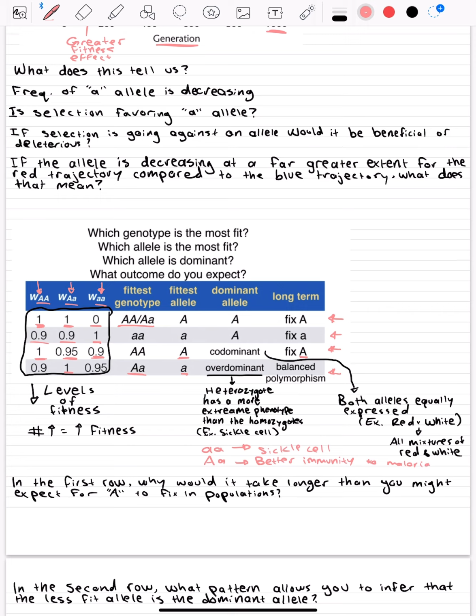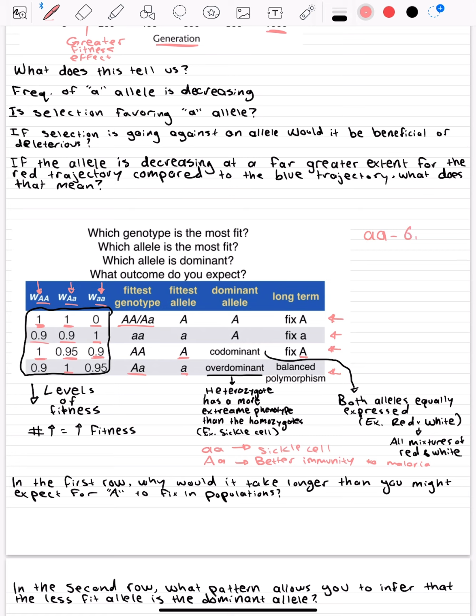Overdominance is a bit confusing, so just understand that it has a greater effect on the fitness of an individual, or a greater phenotypic effect than both of the homozygotes. For example, let's say we had two individuals, little a, and this codes for a gene that codes for, let's say, horn length.